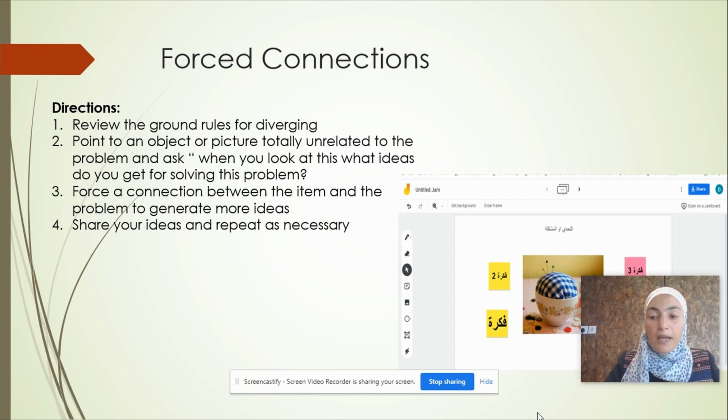So that's fine. I imagine myself inside my classroom. They start doing brainwriting. They get stuck at some point. They cannot come up with any new ideas. I select any item not related to the problem, and I ask them, "Look, what I have here.